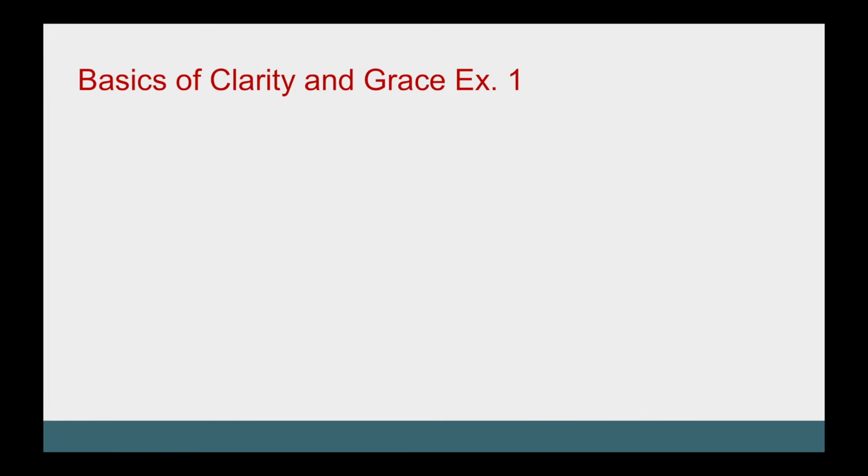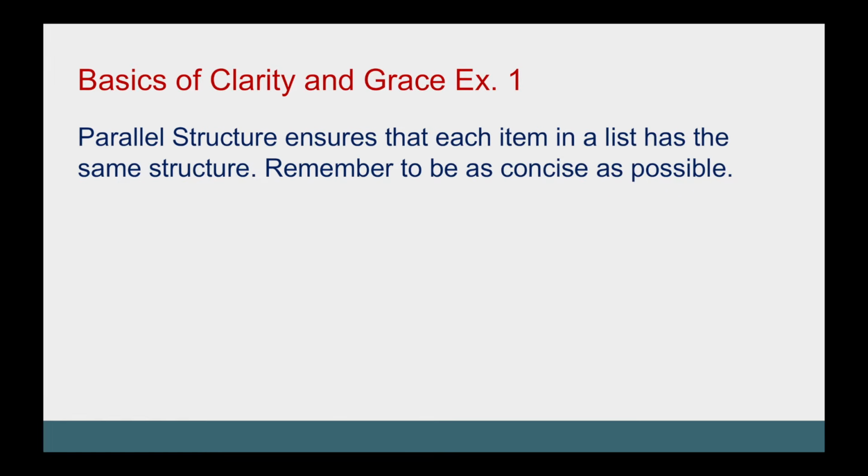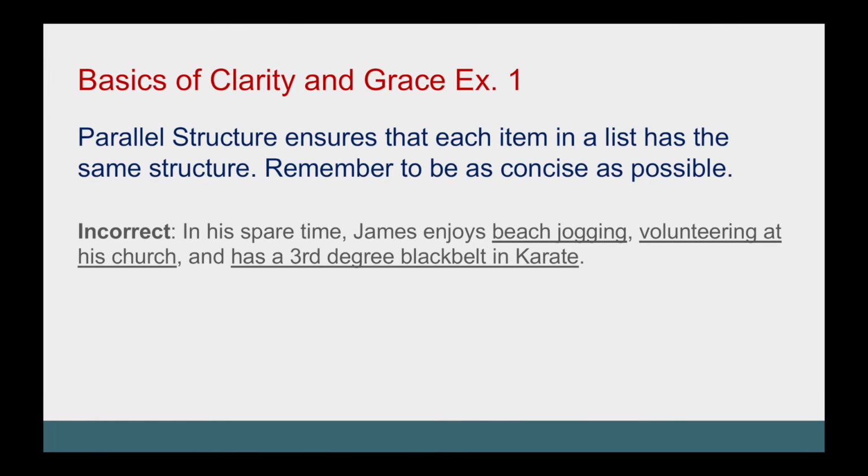Let's look at another example. This one is about parallel structure. Remember that parallel structure ensures that each item in a list has the same structure. Also, remember to be as concise as possible. This is an incorrect usage of parallel structure.